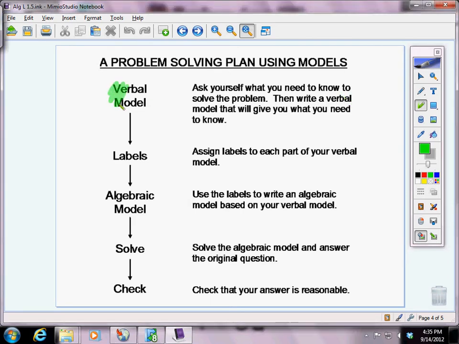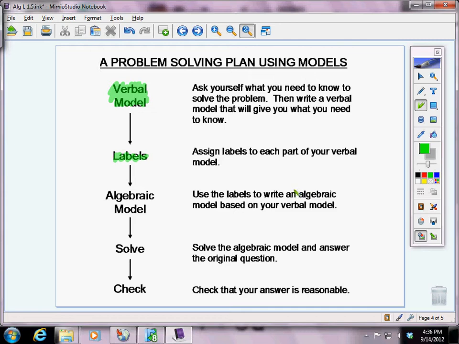The first thing we want to do when creating a problem solving plan is to make a verbal model. Basically, just put in words what our problem is. Ask yourself what you need to know and just write it down. Sometimes seeing it out in front of you will help you get an idea of how you want to go about solving it. After we write down our verbal model, then we want to label things. This is where we start changing it maybe into an algebra problem. If there's an unknown, we can assign a variable to it, or we can start pulling numbers out of the problem and plugging them in certain places.